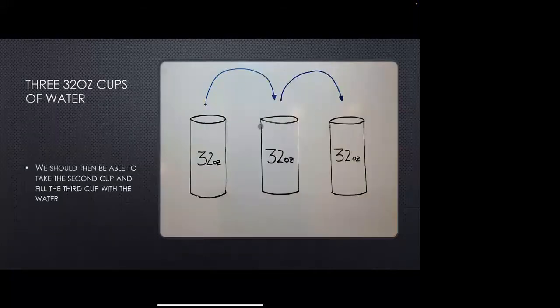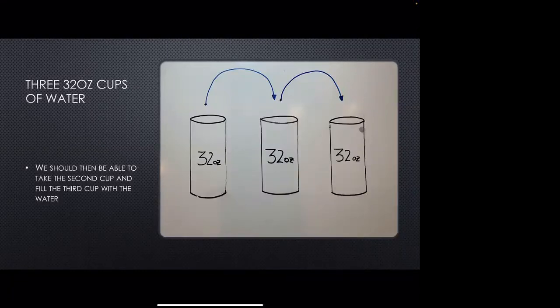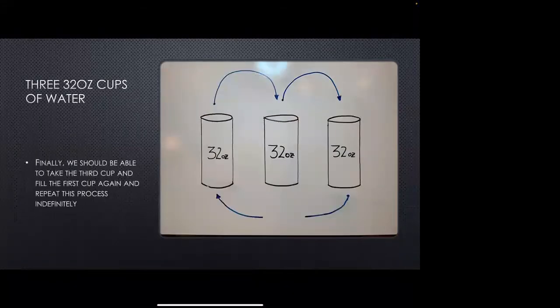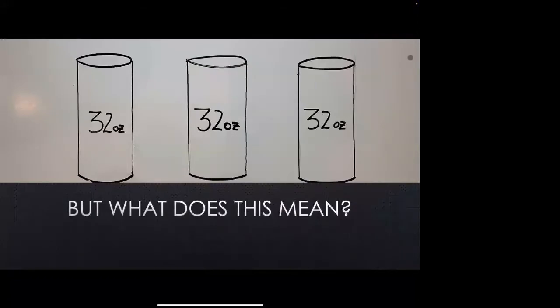Once this middle cup is now full of water, I should be able to take that second cup, the middle cup, pour it into the last cup or the third cup of water here and fill it up. Finally, once I have this last cup full of water, I should be able to then take this cup and fill the first cup back up and continue this process indefinitely. But what does that mean, right? How does that pertain to the airflow, the static, the ductwork that's in the home, and what's causing the differences of these motors and what's going on?